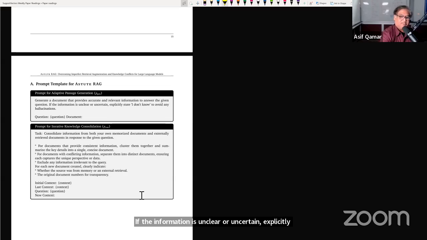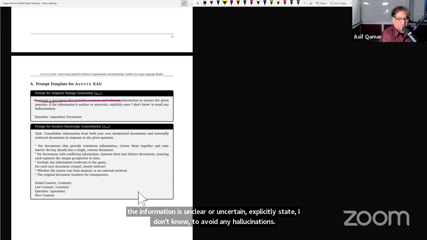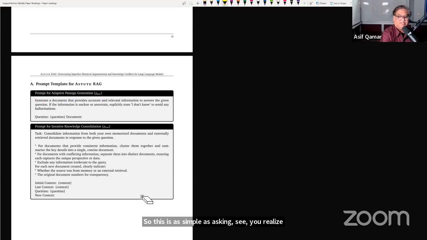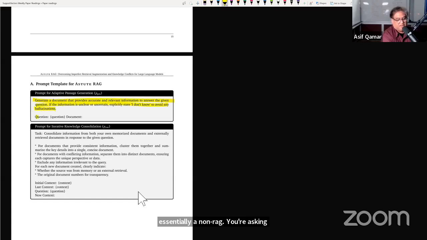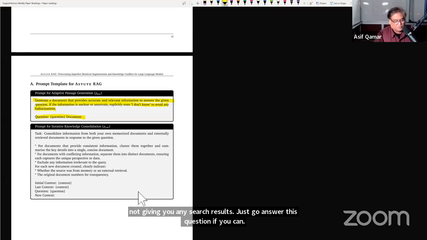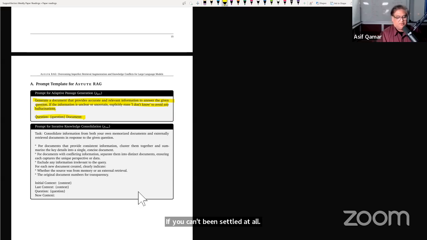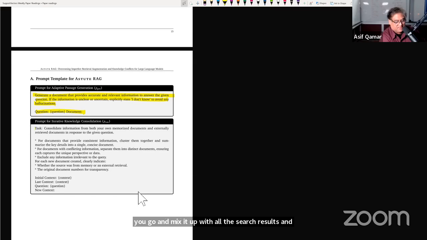So this part is essentially non-RAG. You're asking the LLM, I'm not giving you any search results, just go answer this question, if you can. If you can't, then say, I don't know. Then comes the iterative part. From this you can generate a few documents. Now you go and mix it up with all the search results, and then you get the consolidation task.